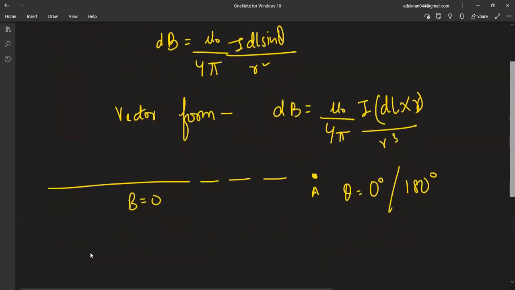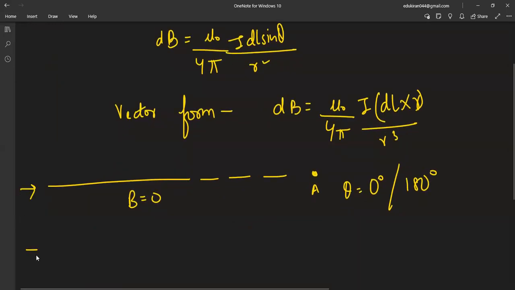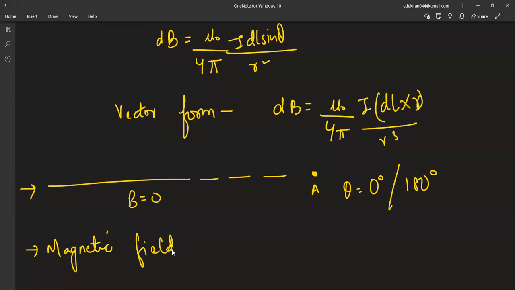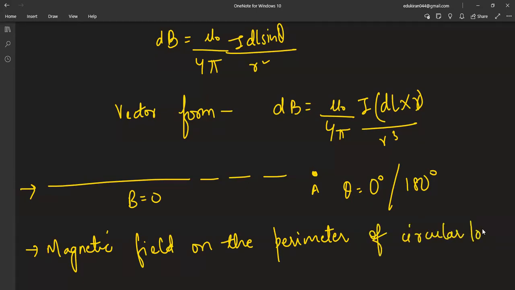And remember that magnetic field on the perimeter of a circular loop or coil is always minimum. This is just one more additional point, because these can come in your statement based questions. So magnetic field on the perimeter of a circular loop is always minimum.